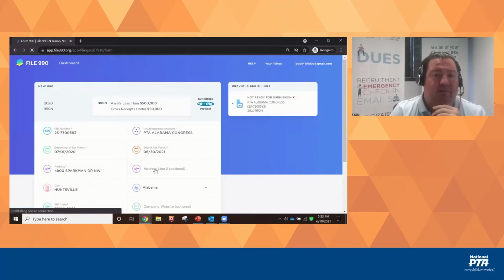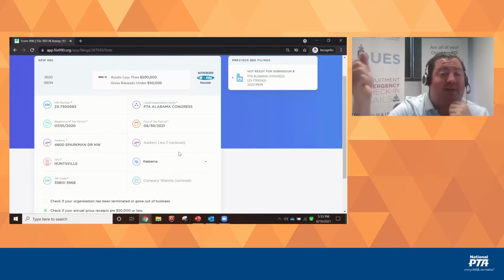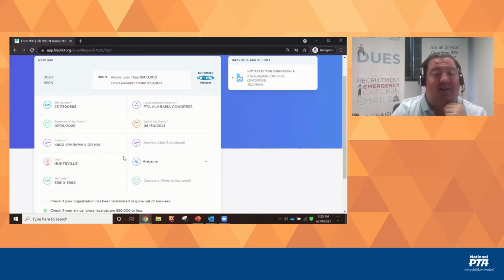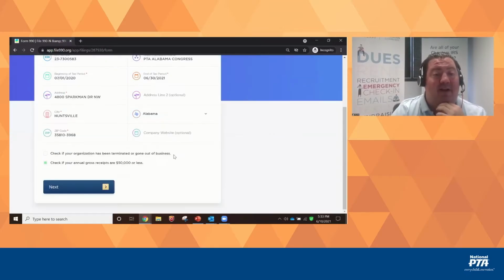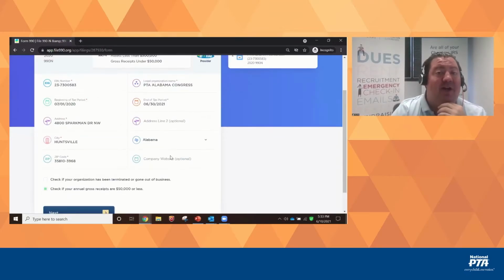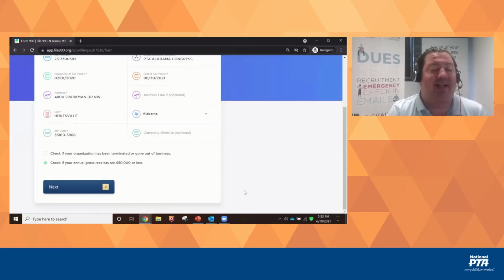Click Get Started. And it's going to take me to a form, and look at this. So it's pulling information from the IRS master list. So the fiscal year is in here, the address is in here. Again, we don't want to change the address here because it's going to get rejected from the IRS. So if the fiscal year and address need to be changed, there are other forms we fill out to do that manually. We don't mess with it on the File990 filing.